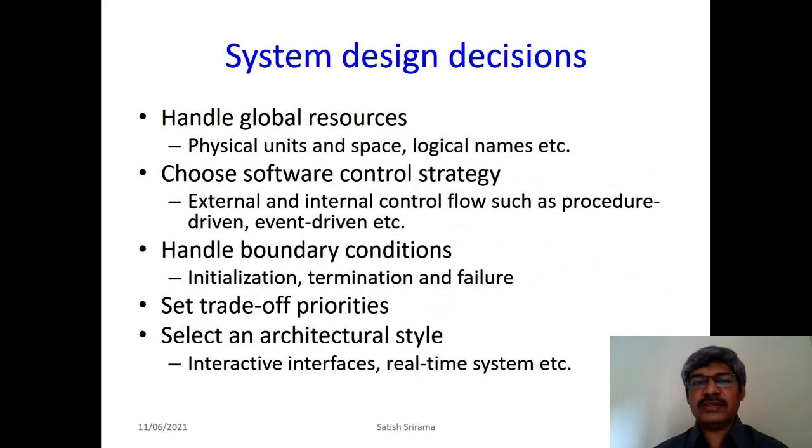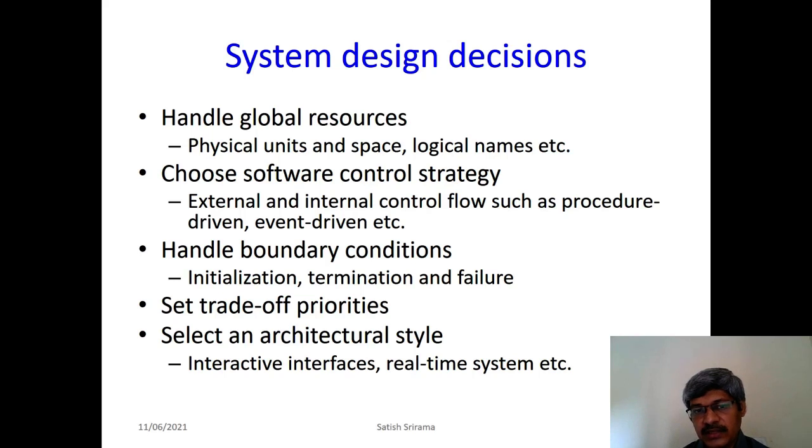Then we must also handle global resources in the system design. A global resource is something like the physical units which exist, like the ATMs existing everywhere. And for example, if you are trying to enter something into the system, what is the space which you will be using? The space in terms of your design, those numbers and the enter key and everything. That is the space you will be using.